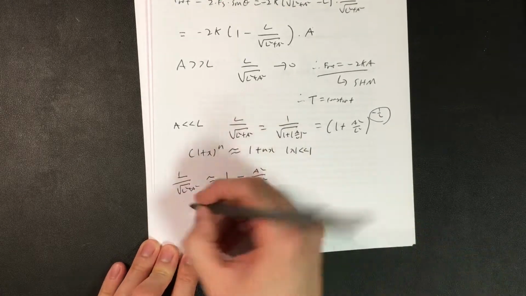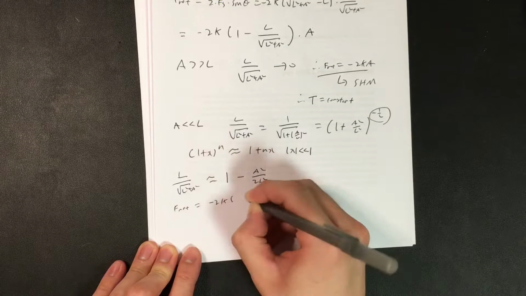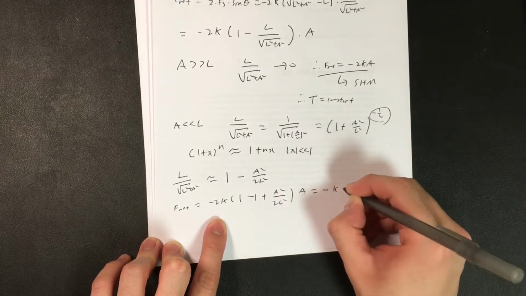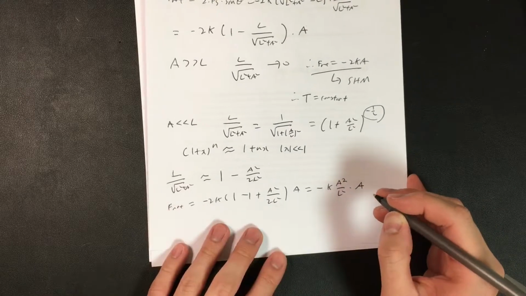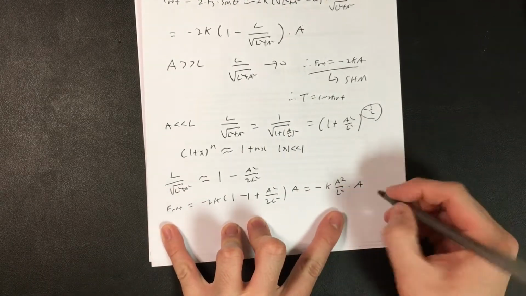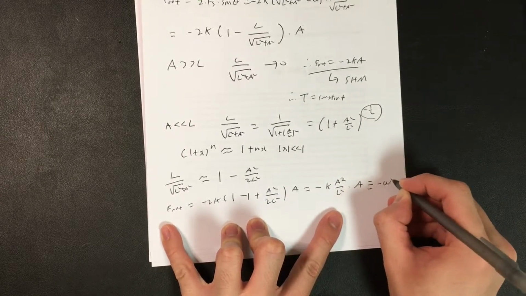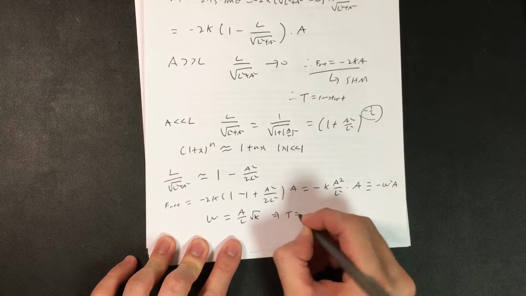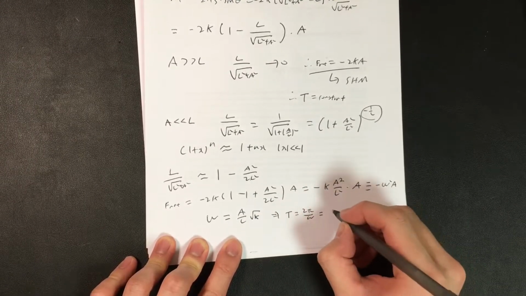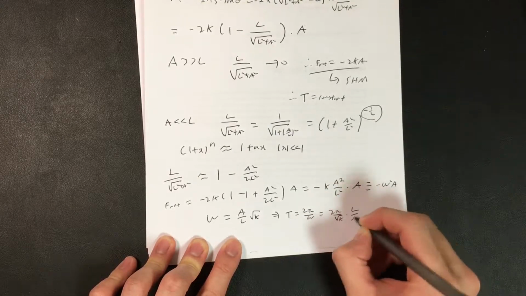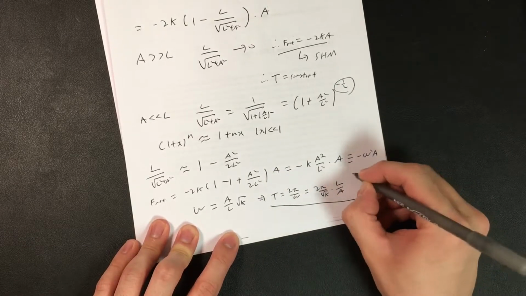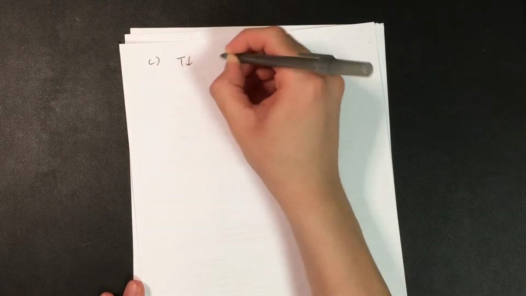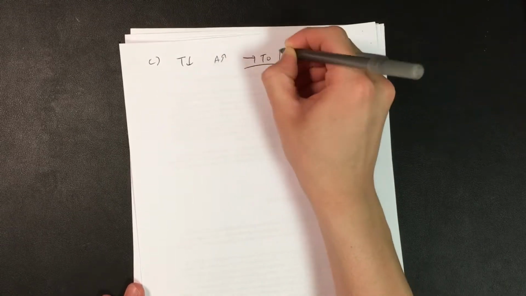Plugging this value into the force equation, I get the net force equals negative 2k times 1 minus 1 plus A squared over 2L squared, times A, which equals negative k A squared over L squared times A. Now, if I approximate this net force as a simple harmonic equation such that the net force is in the form of negative omega squared A, omega would equal A over L times square root of k, which means the period, 2 pi over omega, would be 2 pi over square root of k times L over A. And from this equation, we see that the period is inversely proportional to A. And therefore, the correct answer would be answer choice C, where T would decrease as A increases and T reaches a constant value.